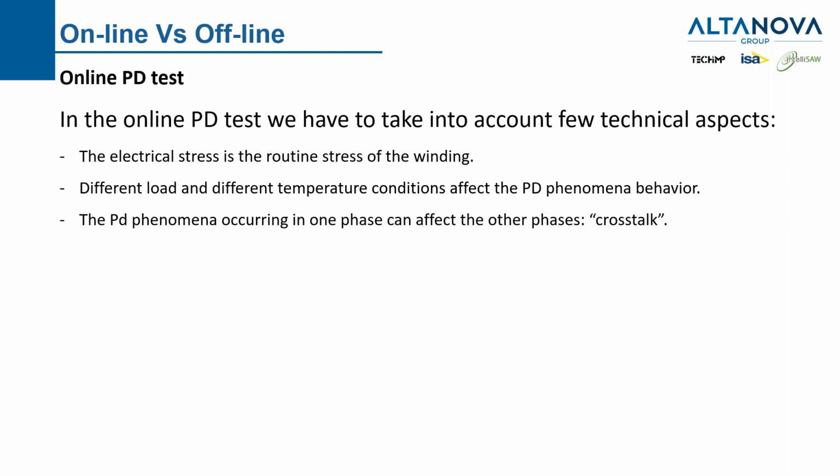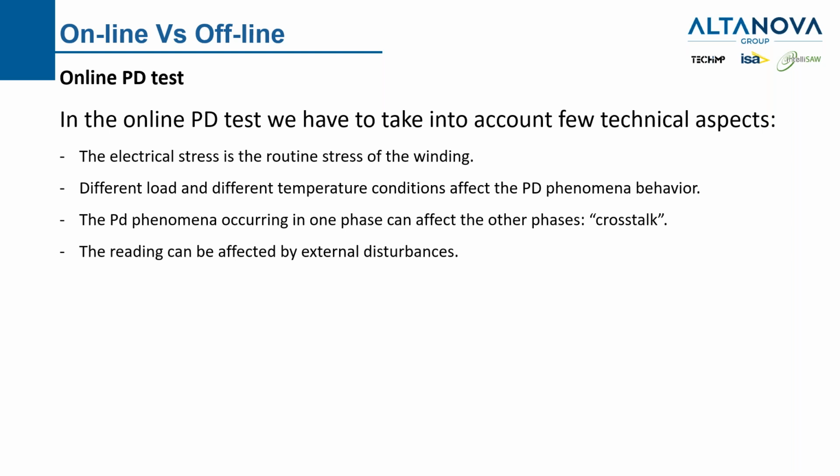On the negative side, since we are testing all the phases together and they are all connected to the same grounding system, we can have signals from one phase flowing into the sensors of the other phases, giving us the so-called crosstalk effect. We shall take care during the analysis to identify these signals properly and to match each signal with its phase.